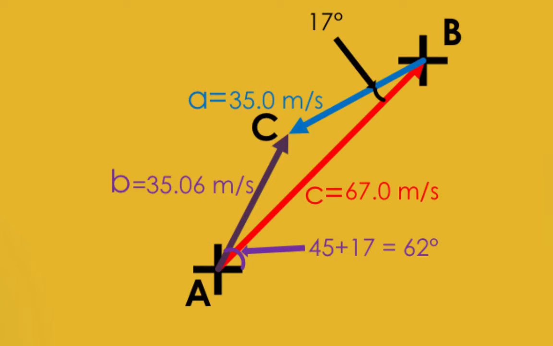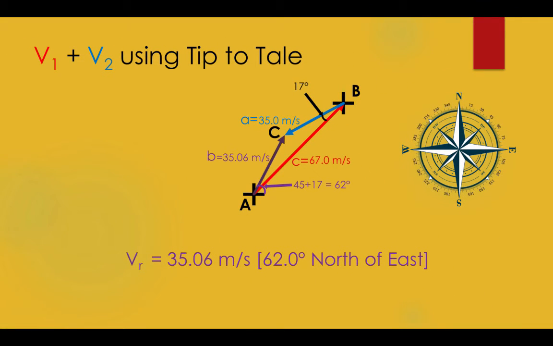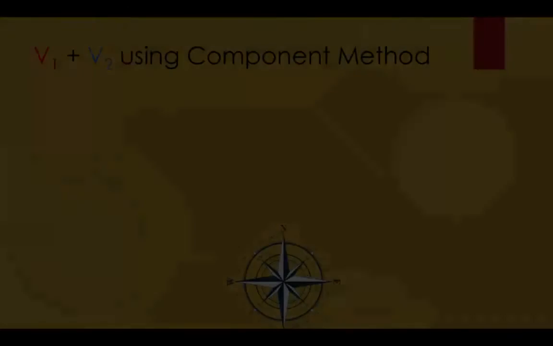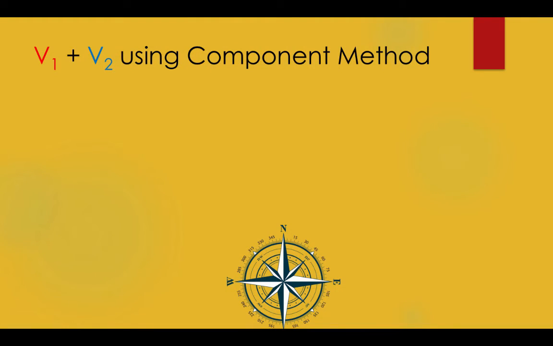Our final measure for the velocity resultant is 35.0 meters per second, 62 degrees north of east. The third method is the component method. This method breaks up a vector into its two base components, the horizontal component, also known as the x component, and the vertical component, also known as the y component.